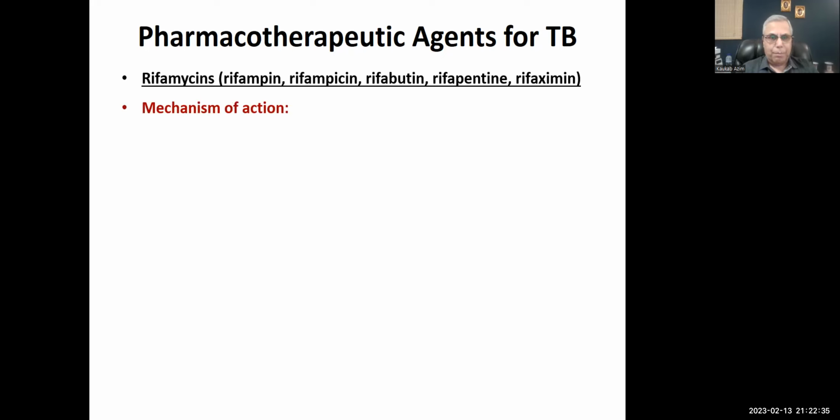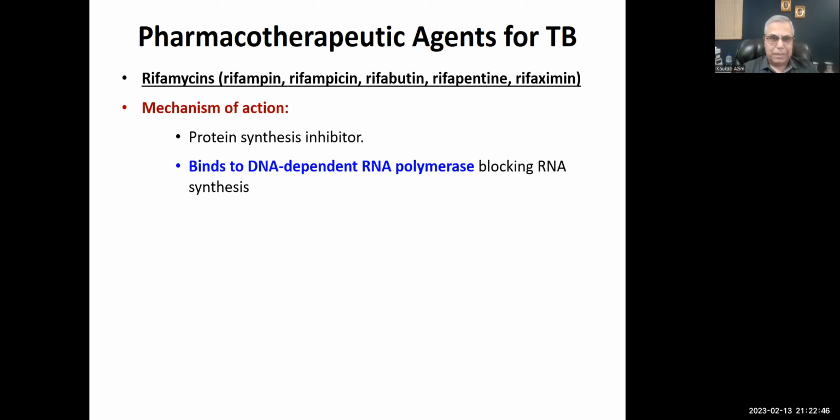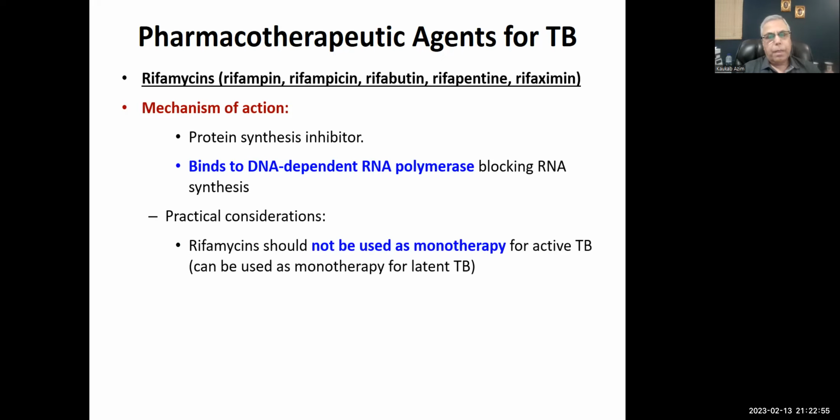Mechanism of action, it is a protein synthesis inhibitor. It inhibits RNA polymerase, okay? Remember, it inhibits RNA polymerase. We need that for protein synthesis, okay? It is written DNA-dependent RNA polymerase, which means RNA polymerase, okay? So rifamycin should not be used as monotherapy for active tuberculosis. Okay, for latent, it is used as monotherapy for 4 months, if you remember.